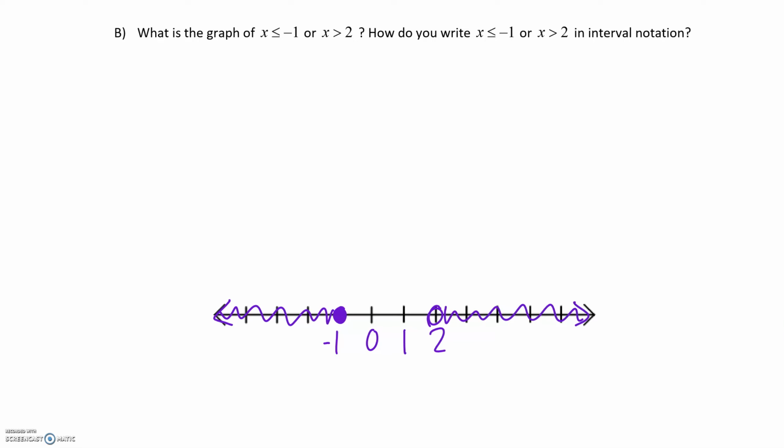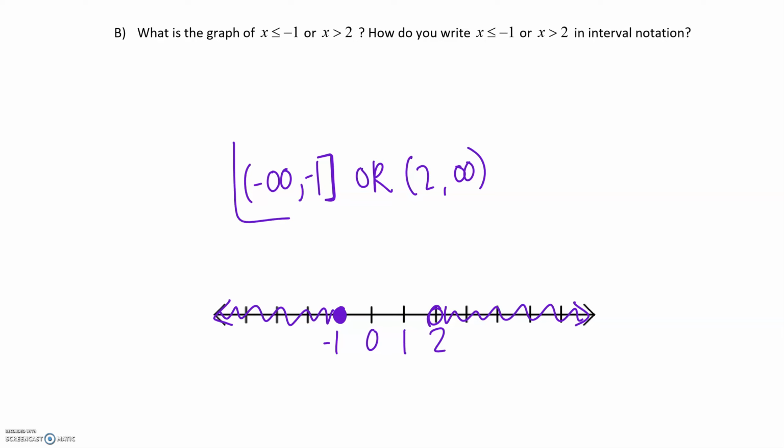Okay? So the way that we actually write this out in interval notation is we write our individual inequalities, and then we put an or in between them. So the first one we have is that open parentheses, negative infinity, comma, negative 1, close bracket. Or then we have our open bracket for 2, comma, infinity, close parentheses. Okay? So that should be our answer here.